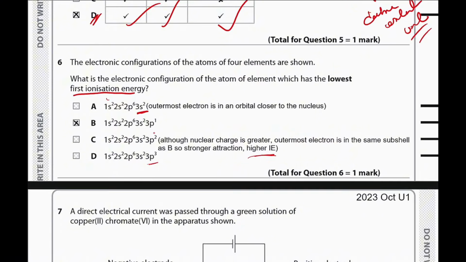that the attraction is going to be stronger because the outermost electron is in the same subshell. So obviously a higher energy will be required to break the force of attraction between the nucleus and the outermost electron. So in other words, we can say the lowest first ionization energy would be B, because this basically contains the lowest nuclear charge, and obviously it has only one electron in its p subshell. So the main reason is that it has the lowest nuclear charge. That is why B is the correct answer.